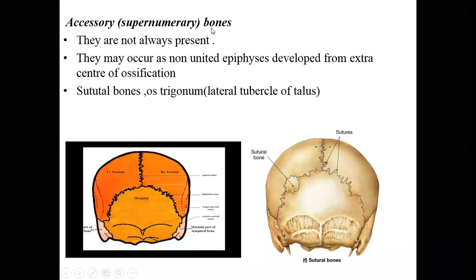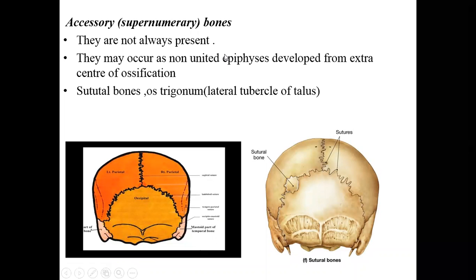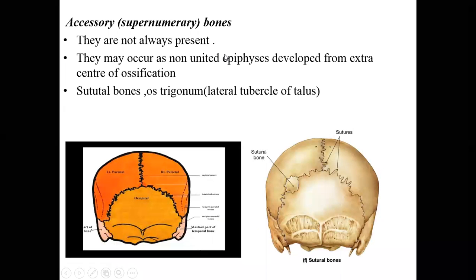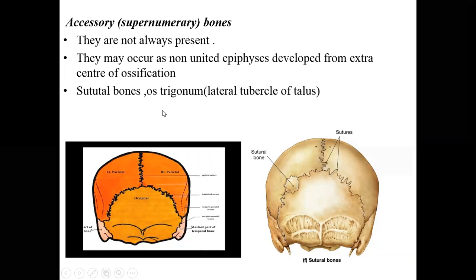Accessory or supernumerary bones: these are extra bones. They are not always present, so they cannot be seen in all persons. In some persons they may be there, in others they may not. They may occur as non-united epiphyses developed from an extra center of ossification. It is not a normal ossification center, but some extra center of ossification.